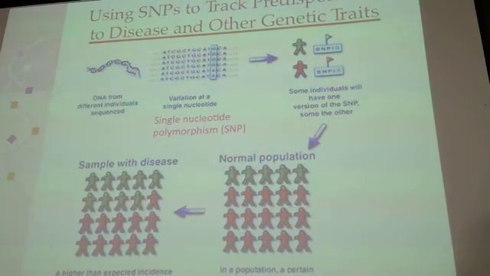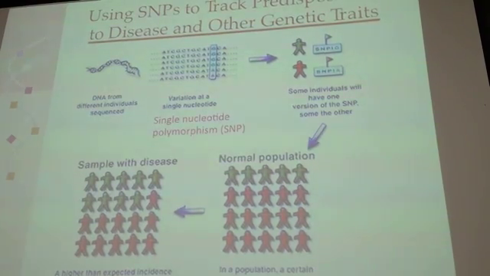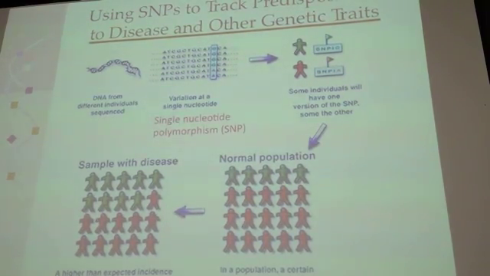So again, this is basic stuff. Some of you may know this, but just to be sure we know what we're talking about. When I first heard the word SNPs, I thought it was something that happened when you use scissors. But SNPs are single nucleotide polymorphisms. I'll show you what those are in a second. They can be analyzed in the laboratory and can be used to track predisposition to disease and many genetic traits.